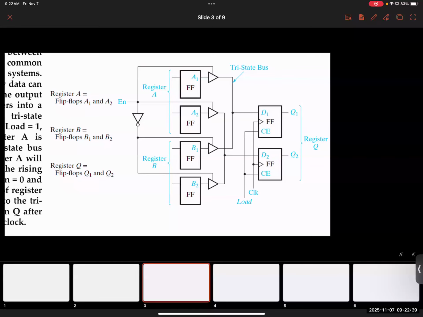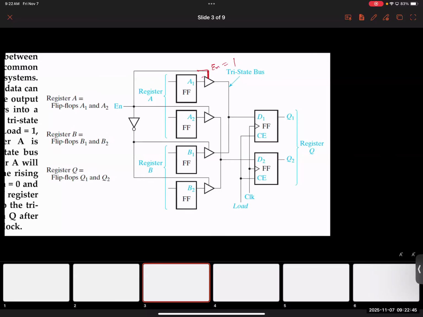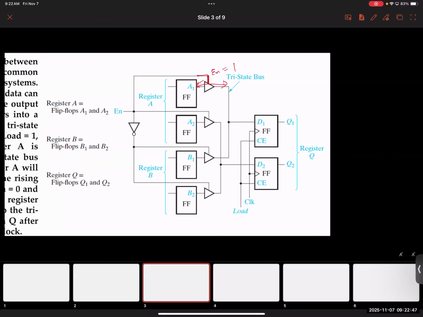So this is a tri-state buffer. You have an enable signal. Once you provide enable equals 1, then it sends the input to the output. So it's kind of like a bridge, but it's a control bridge. Once you enable it, it lets the input go to the output. So you have an enable signal for the tri-state buffer.